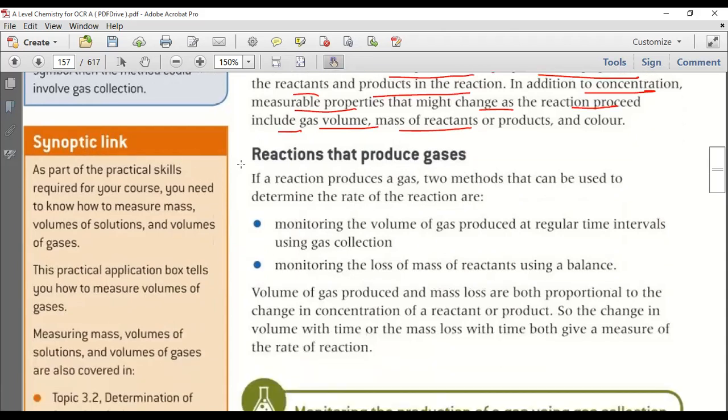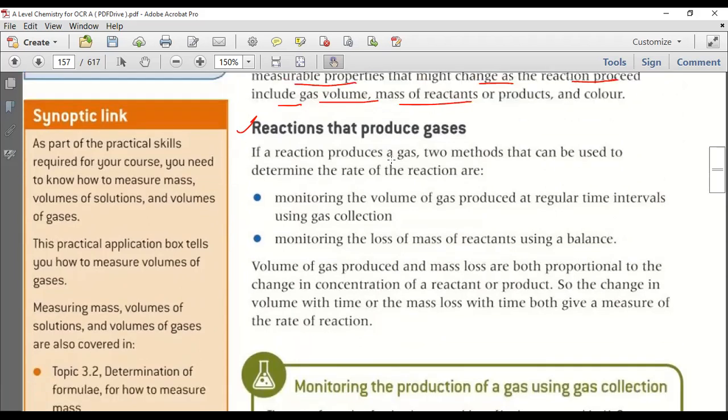Now we will see reactions that produce gases. If a reaction produces a gas, two methods can be used to determine the rate of reaction. The first one is monitoring the volume of gas produced at regular intervals of time using gas collection. The second one is monitoring the loss of mass of reactant using a balance. Now, if one of the products is forming a gas, how can you determine the rate of reaction?